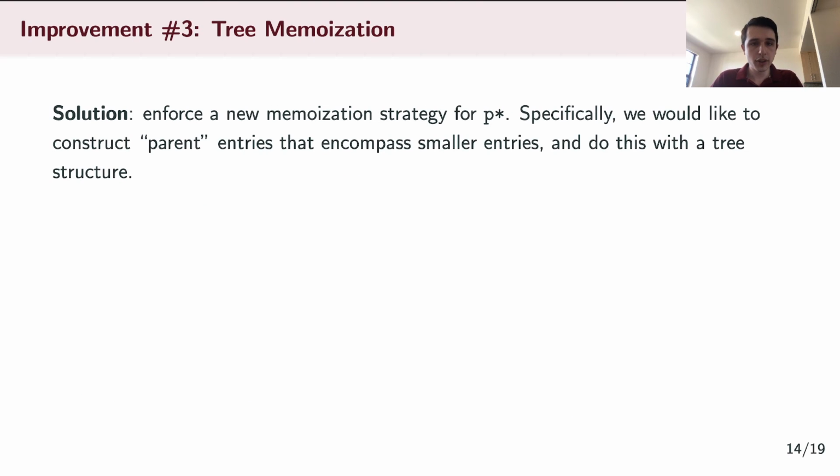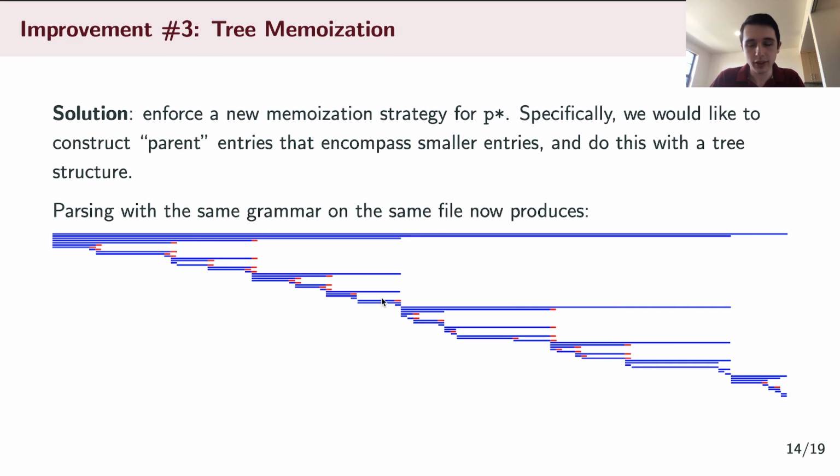So the solution to this is going to be to use a new memoization strategy, specifically for the p star operation. So we want to construct parent entries so that when we have small token entries, we insert parent entries that encompass both of them. And we want to do this in a tree manner, or in a tree structure.